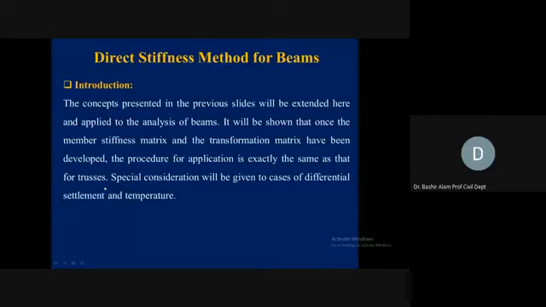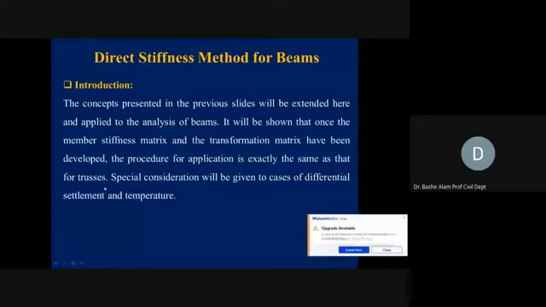What happens now, in case of the trusses, if you remember, we used to give horizontal translation and vertical translation. Those were the global directions. And we found the member actions, and in turn, those were the stiffness coefficient elements. Now, in case of the beam, what happens?